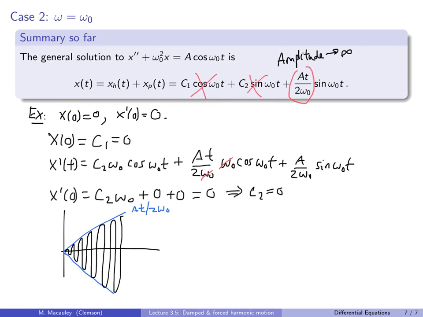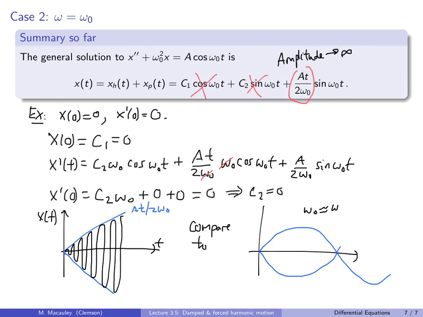So this envelope never closes up. You can think of it as dividing by 0. Let's label our axes. This is t, and this is x of t. And compare to what we had last time when we had those beats. In that case, when omega naught was approximately equal to omega, we had these long beats, and our solution was something like this.